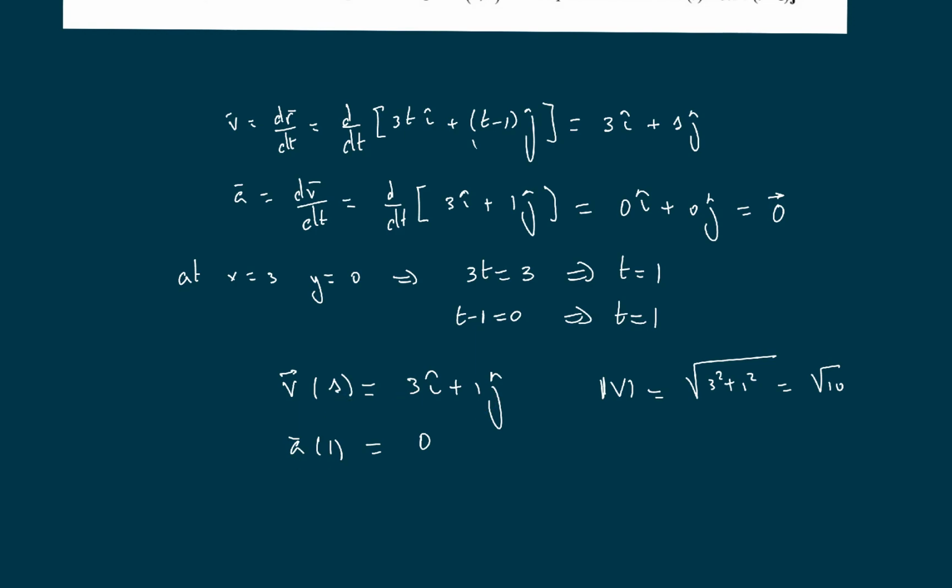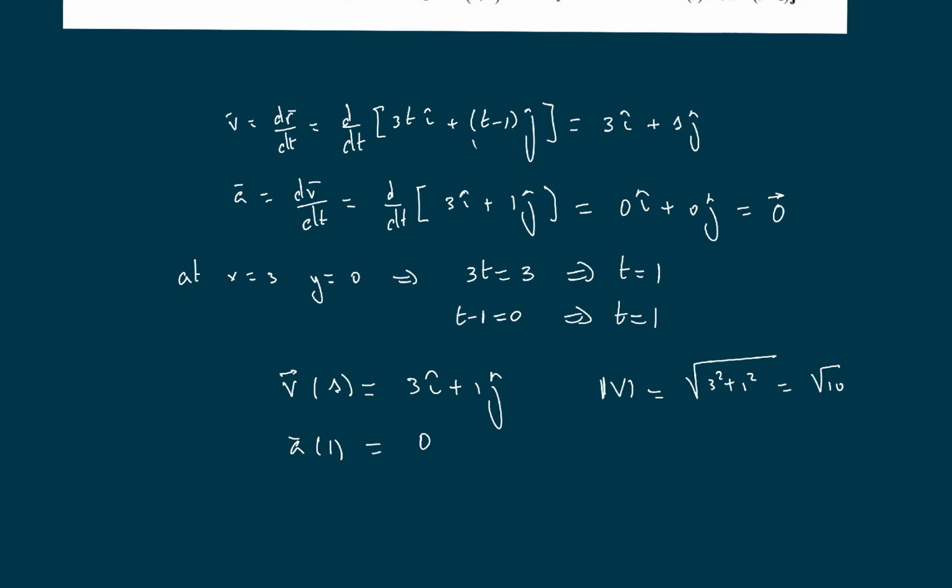And the acceleration is also constant, it doesn't depend on time. So the acceleration is 0. So we don't need to find the time t equal 1. But we know now that when the time t equals 1, the object is passing through the position 3, 0. And now we want to find the speed.